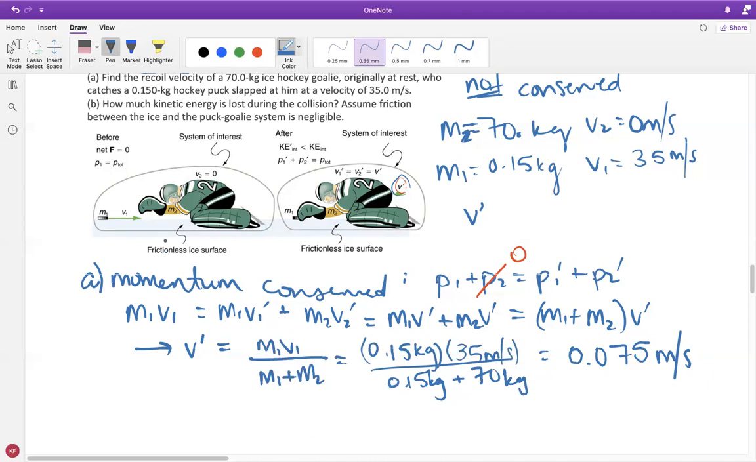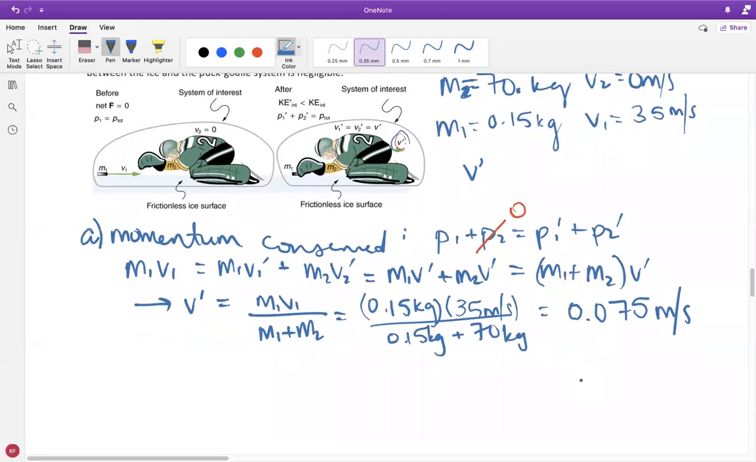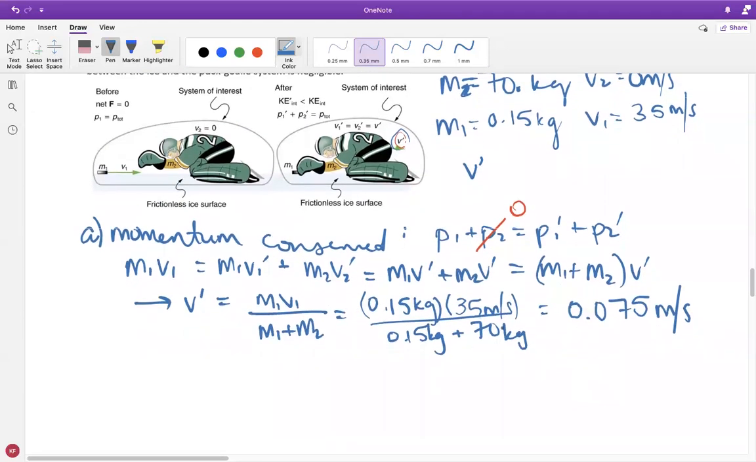If you think about this, if you've ever watched a hockey game, when that hockey puck comes in and hits the goalie, he doesn't really move a ton, but he might move a tiny bit. And that's what you're seeing here, that little bit of velocity that was left over after that collision. All right, so that's for the first part.